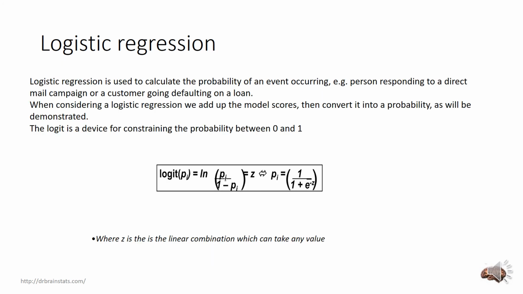Which now brings us on to logistic regression. Logistic regression is used to calculate the probability of an event occurring. For example, a person responding to a direct mail or a customer defaulting on a loan. When considering a logistic regression, we need to add up the model scores, then convert that score into a probability, as will be demonstrated.